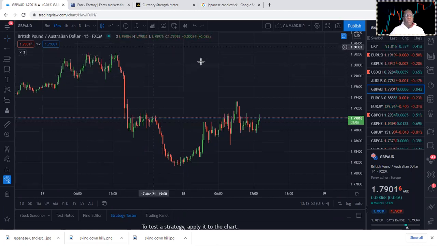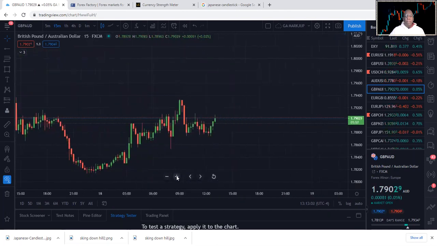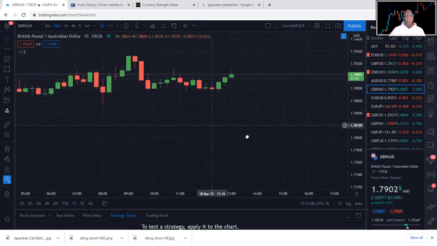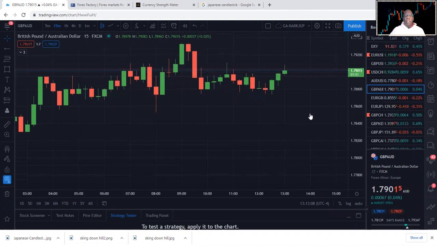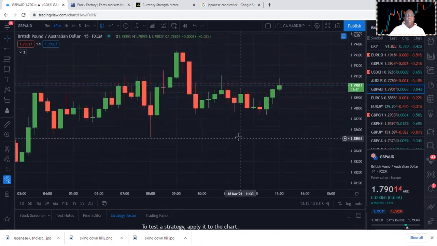This is the Great Britain pound, Australian dollar. Let me blow this up so that you can see these candlesticks. Now, these candlesticks represent time, depending on which time frame you're on.